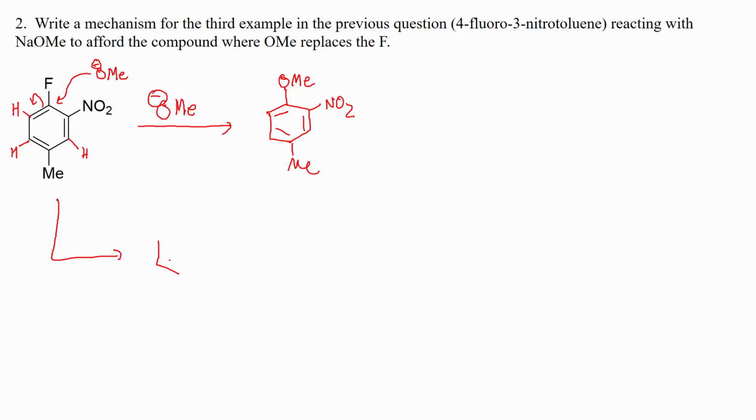Fluoride adds. Sorry, methoxide adds. I keep saying that. Sorry about that. All right, there's our first intermediate right there. It's a carbanion. Okay, this is why fluorine's the most reactive.